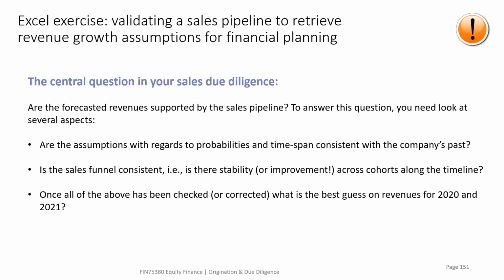To answer this question, you need to look at several aspects. First, are the assumptions with regards to probabilities and time span consistent with the company's past? Is the sales funnel consistent, which means is there stability or improvement across cohorts along the timeline? And finally, once all of the above have been checked or corrected, what is your best guess on the revenues for 2020 and 2021 given the sales pipeline?